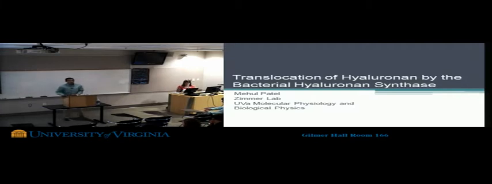Hi, my name is Mehul, and I've been working for the past year and a half in the Zimmer lab on the translocation of hyaluronan by the bacterial hyaluronan synthase. And so what is hyaluronan? Hyaluronan is an extracellular polysaccharide made of N-acetylglucosamine and glucuronic acid.